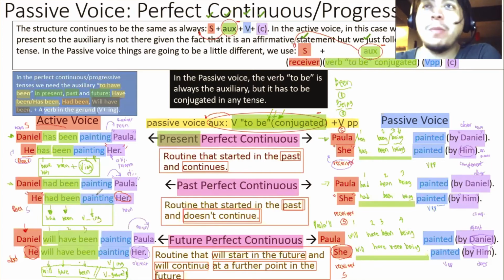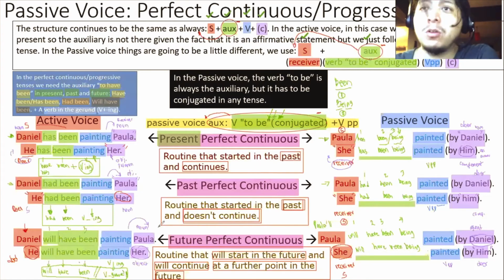Ahora, el pasado perfecto continuo, Daniel había estado pintando a Paula, Paula había estado siendo pintada por Daniel. Él la había estado pintando, ella había estado siendo pintada por él. Otra vez, esto quiere decir que en el pasado empezaron a pintarla, pero ya dejaron de pintarla, ¿sí?